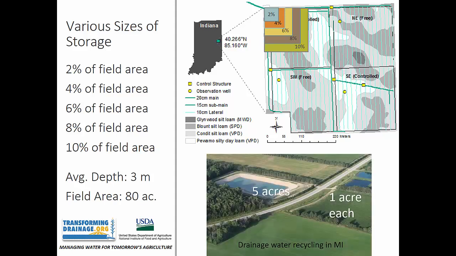Here's a picture of drainage water recycling in Michigan, which provides an example of what this variation in pond sizes would look like on the landscape. So in this case, on the left, we see a single 5 acre on-farm water storage, whereas on the right, these are older, smaller 1 acre water storages.